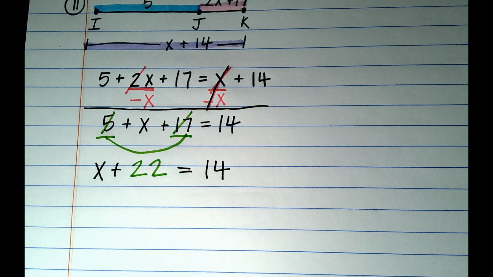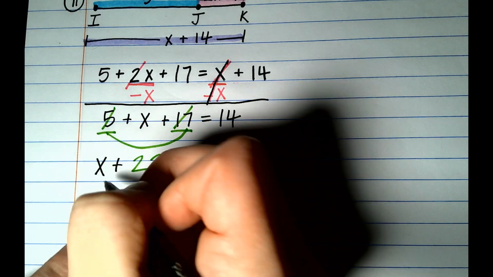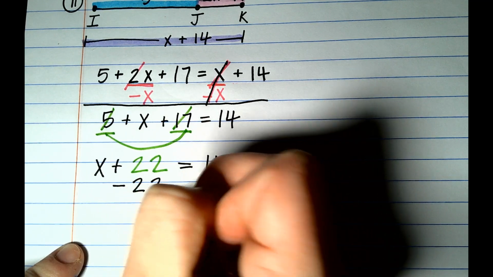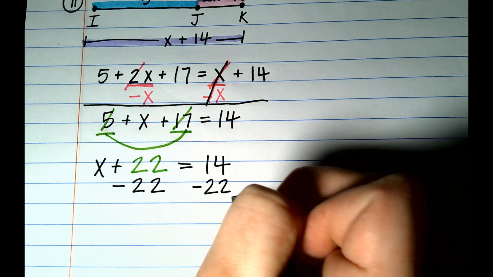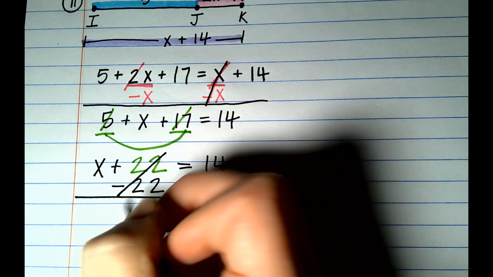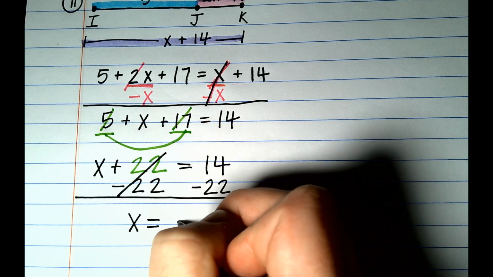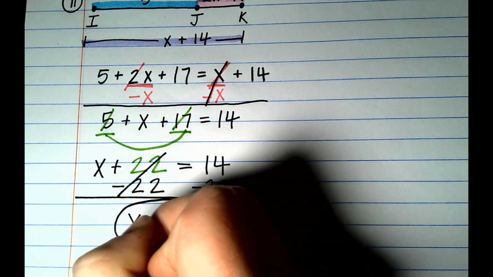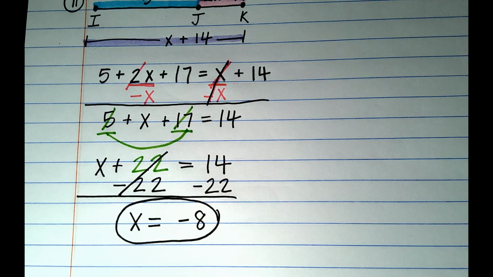Yes. Go ahead, Shayna. Subtract 22 from both sides. X equals -8. Perfect, perfect.